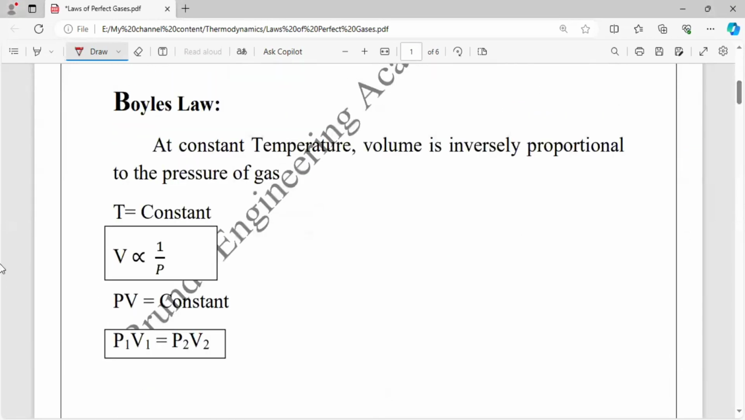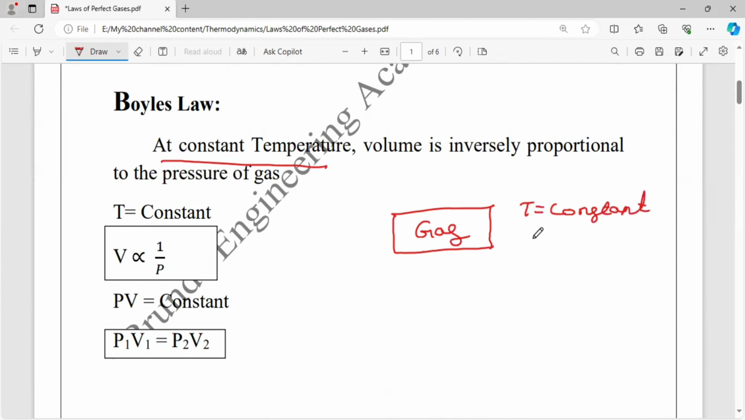Now the statement. Suppose you consider a gas in a cylinder, a gas container. For this system, the temperature is kept constant, suppose 300 Kelvin. That is fixed, and the volume is inversely proportional to the pressure of the gas. Boyle's law statement is: at constant temperature, volume is inversely proportional to the pressure of that gas.